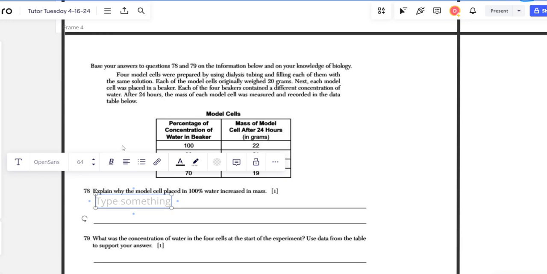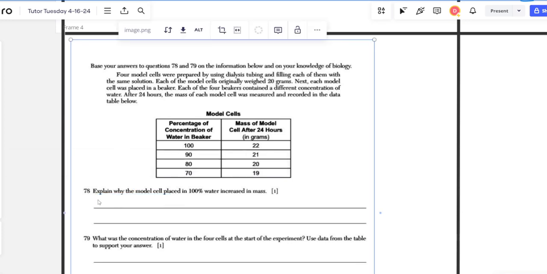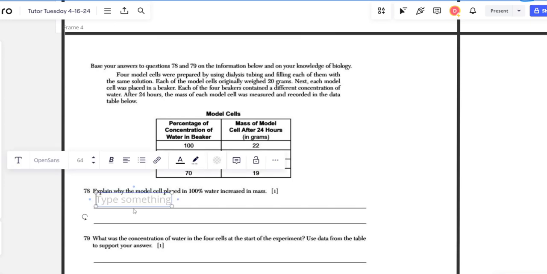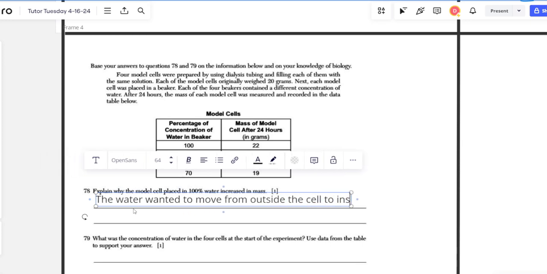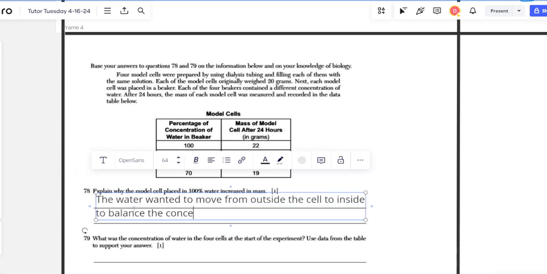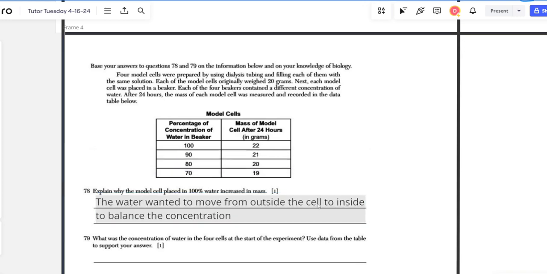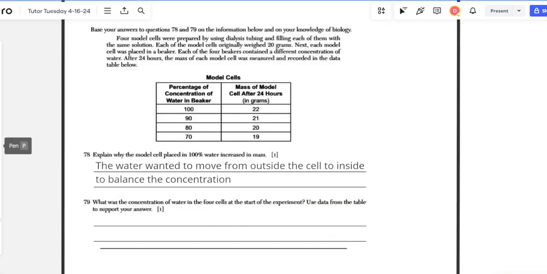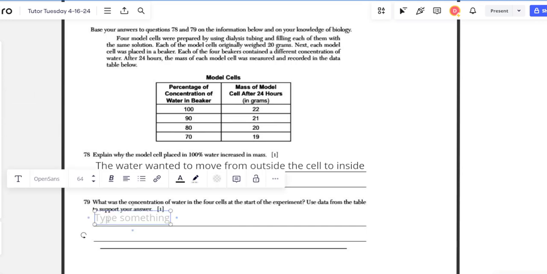So each of the model cells originally weighed 20 grams, and they all had the same solution. I'm going to guess that the water wanted to move from outside the cell to inside to balance the concentration. Something along that line. Although on the ACT you'd have multiple choice, you wouldn't have to write it out, but this is fine.